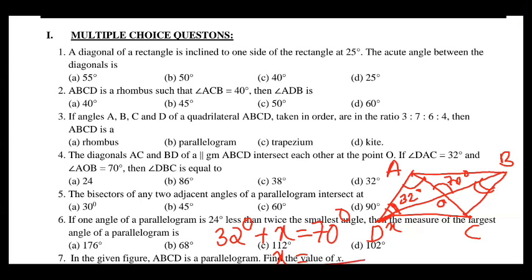What is x, Laiba? 70 minus 32. So we get 38. Now can we not say angle B is equal to 38? Why? Because of alternate angles, look here, the Z shape, correct? This is a Z shape, right? ADB, DBC, Z shape, alternate angles. So this angle will also be 38.